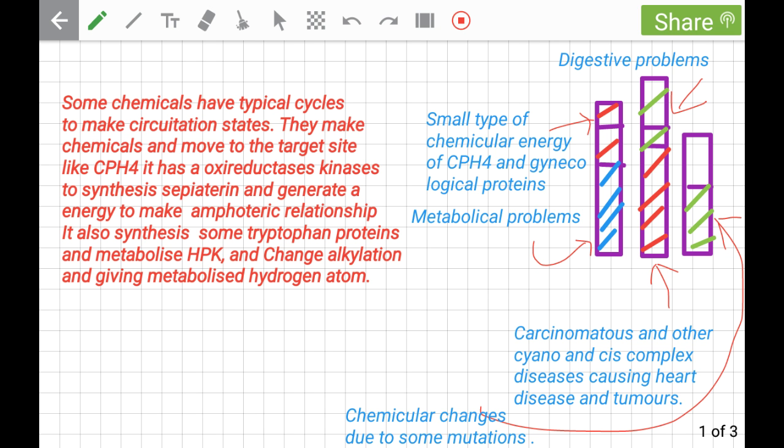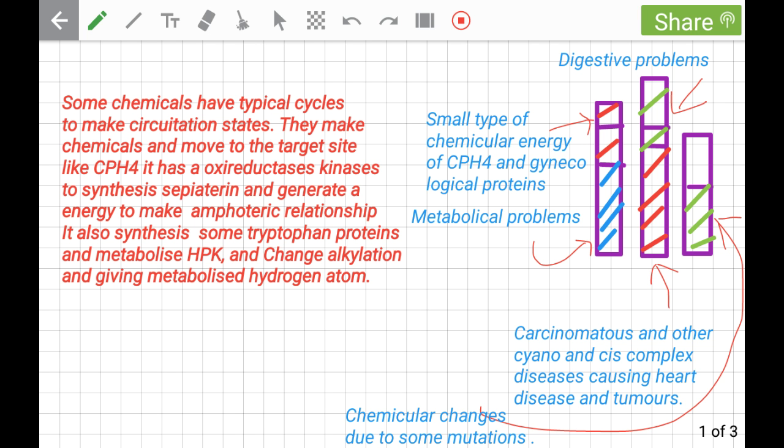It makes the polypterine and hydropterine proteins and synthesizes them. It has oxidoreductase kinases to synthesize sapropterin and generate energy to make an amphoteric relationship. It also synthesizes some tryptophan proteins and metabolizes HPK proteins and synapses. And the change alkalization gives metabolized hydrogen atoms.